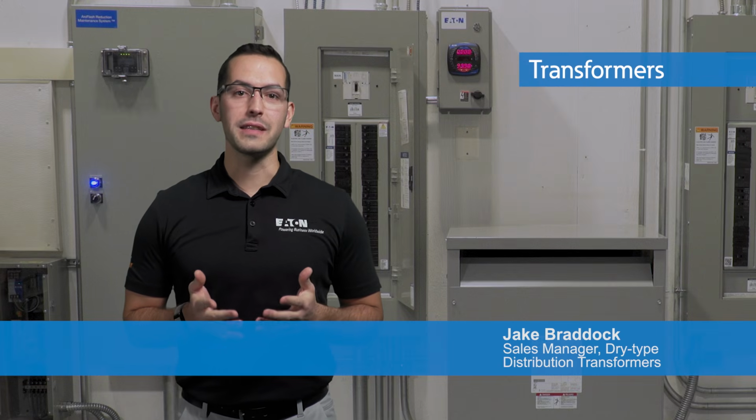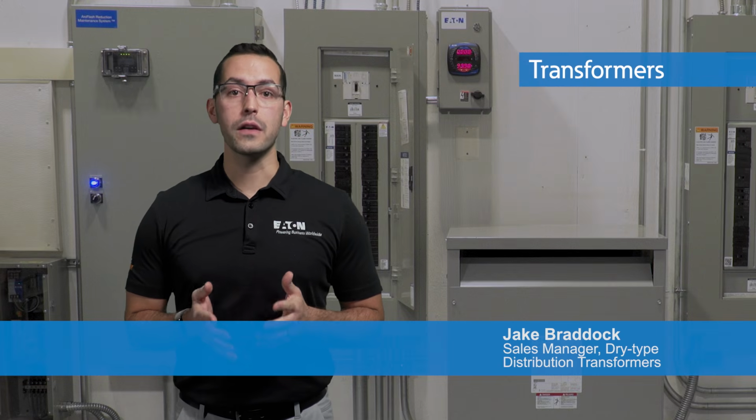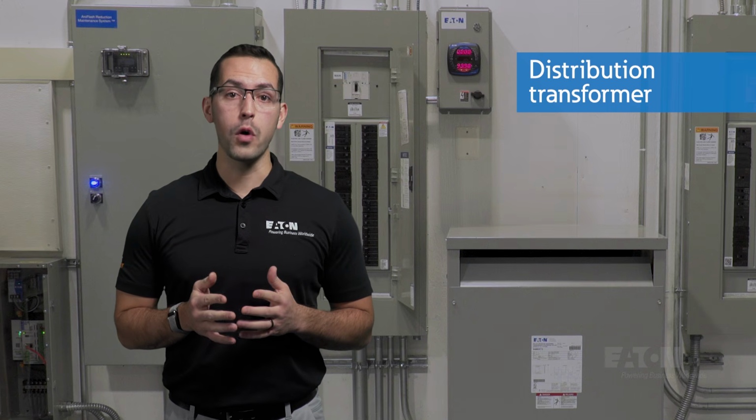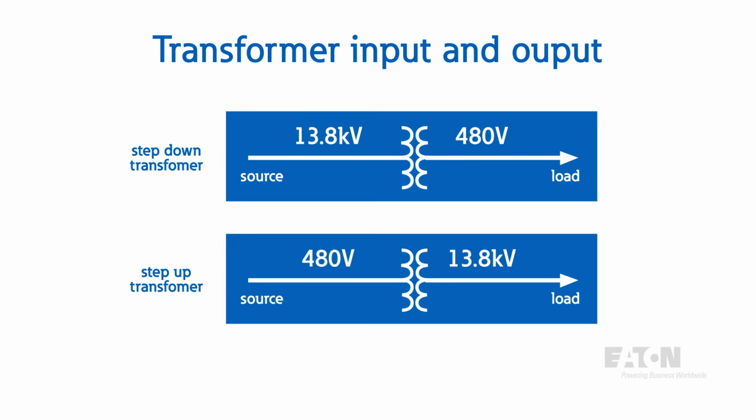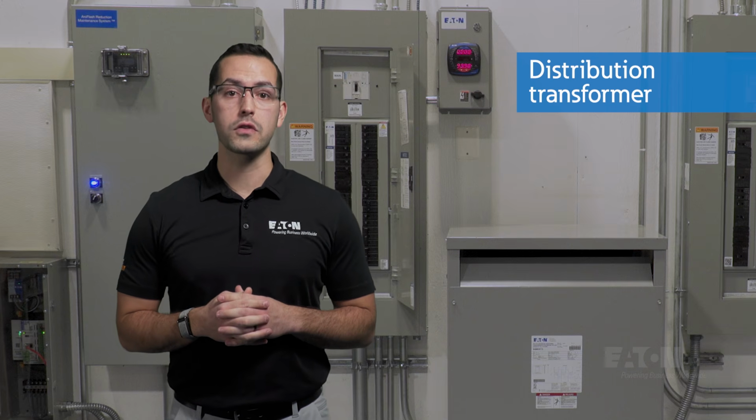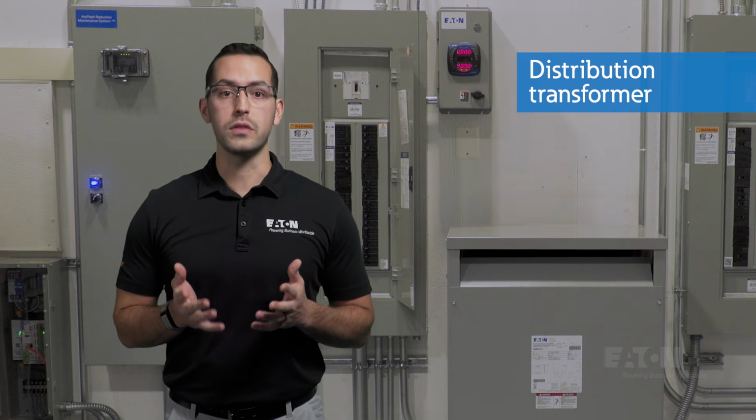A transformer is a piece of equipment that changes the characteristics of electrical energy from one electric circuit to another using induction or magnetism. A distribution transformer is a component of an electrical distribution system that increases or reduces the voltage, commonly referred to as stepping up or stepping down the voltage. There are many different types of distribution transformers used throughout electrical distribution systems and the utility grid.